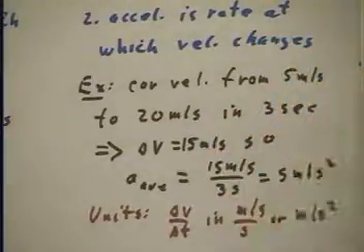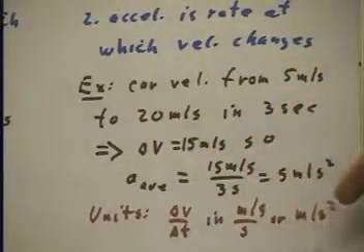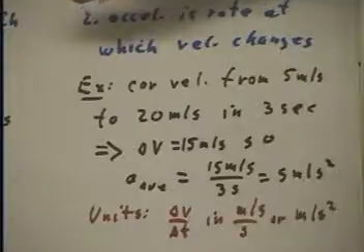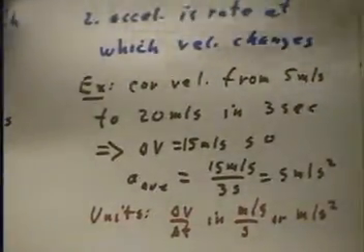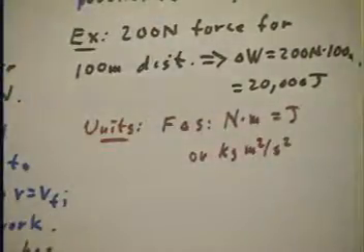And the units are the units of delta V over delta T, meters per second over seconds, which we write with a little algebraic rearrangement as meters per second squared.